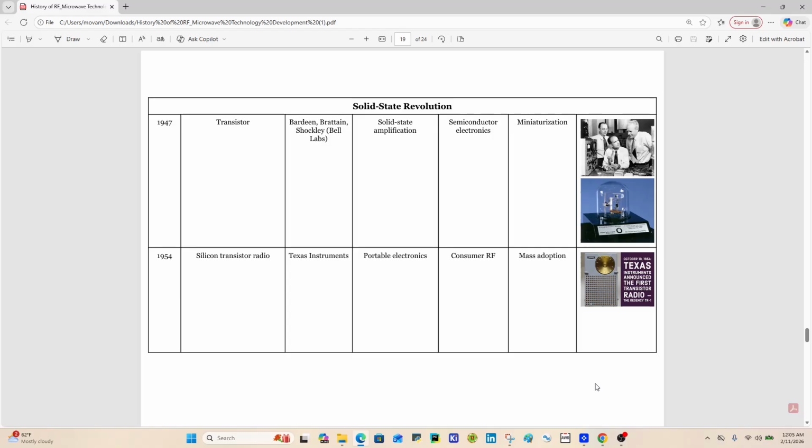In 1947, the transistor was invented by Bardeen, Brattain, and Shockley. I happen to have gone to the same school as Bardeen, so I'm always proud of that. University of Illinois Urbana-Champaign. Proud to be an Illini. So this was the first point contact transistor, and several years later, Shockley went on to invent the bipolar junction transistor.